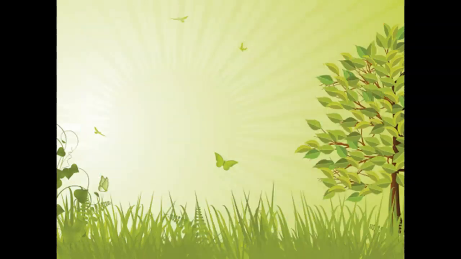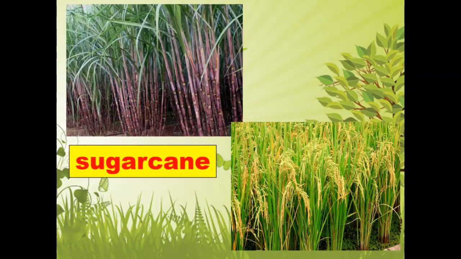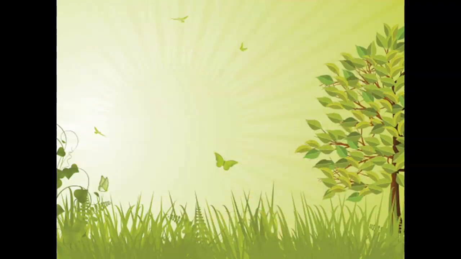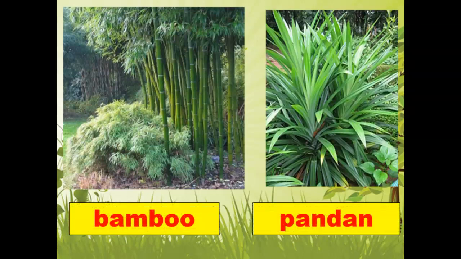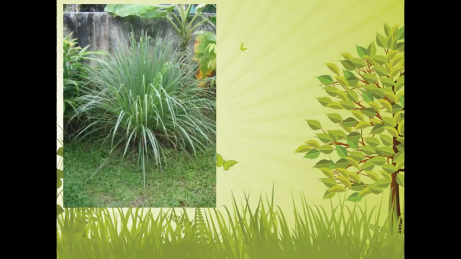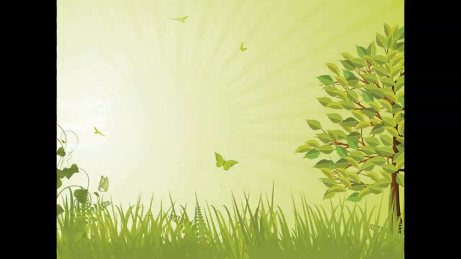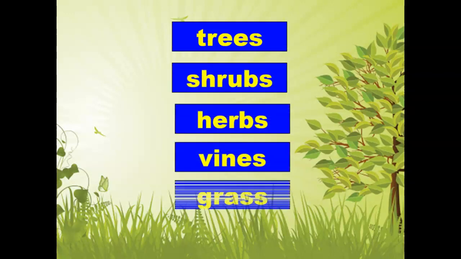Here are some examples of grass. We have sugarcane, rice, corn, bamboo, pandan, talahib, cattail. Again, let's recall the different kinds of stem. We have trees, shrubs, herbs, vines, and grass.